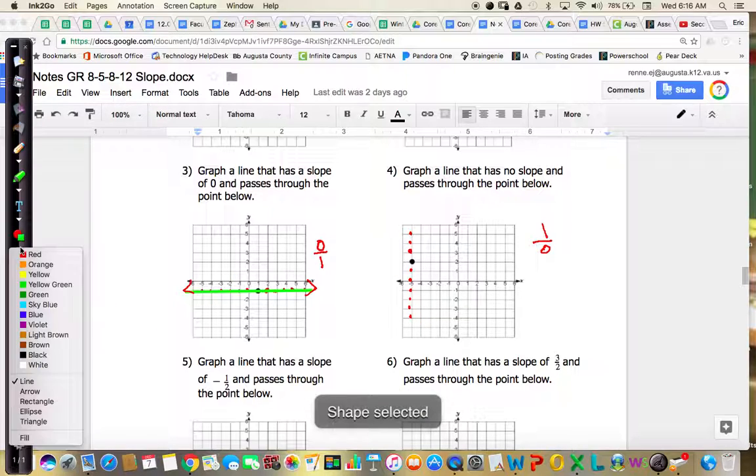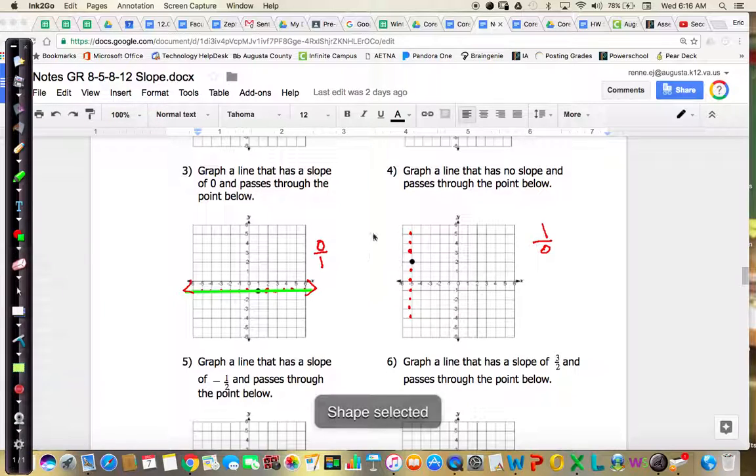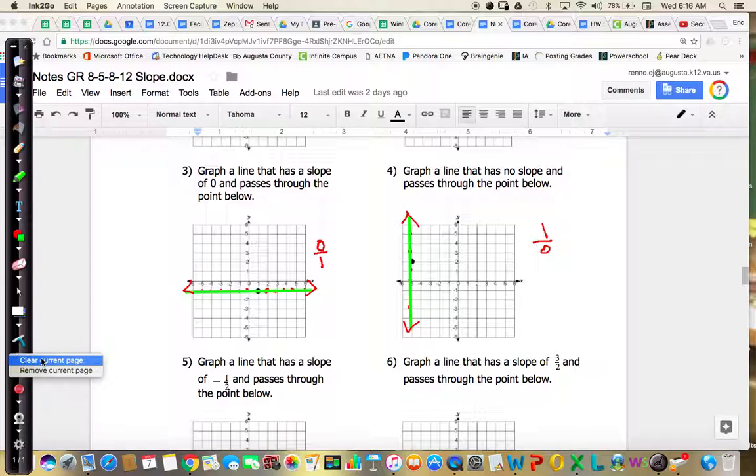So this has no slope, and it's going straight down. So connect your points. And these are special cases. These are ones that you're going to have to just memorize. Okay. Now moving on to number 5.